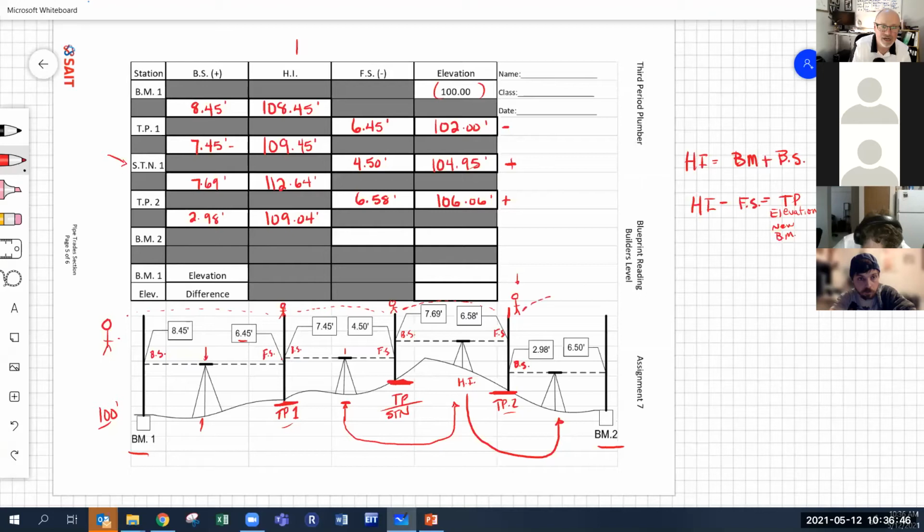Now my rod guy can move to a new station, and actually we're going to call that the benchmark 2. So this is top of a manhole, and we'll take a foresight, and that foresight is 6.50 feet. And to get the elevation at benchmark 2, we simply take the height of the instrument and minus the foresight. And this should come out to 102.54 feet.